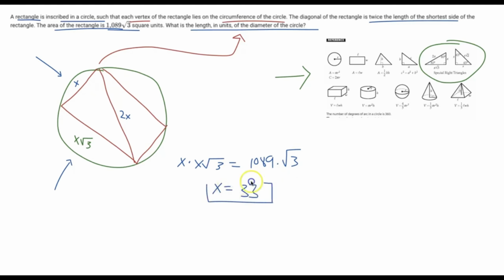And so now that we know what x is, all we have to do is plug it in here, right? So x is 33, so we know one of the side lengths is 33, but that diameter is that diagonal of the rectangle. And the diagonal of the rectangle is 2x. And so 2 times 33 gives us 66 as our final answer.